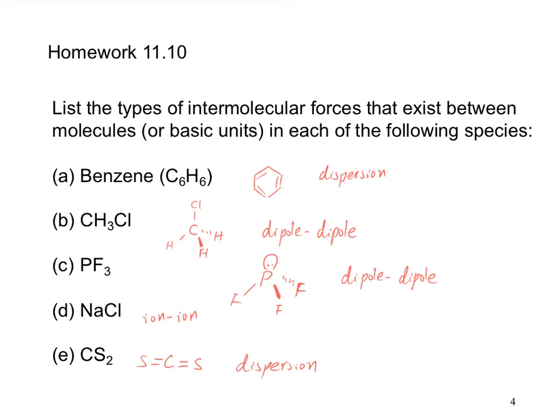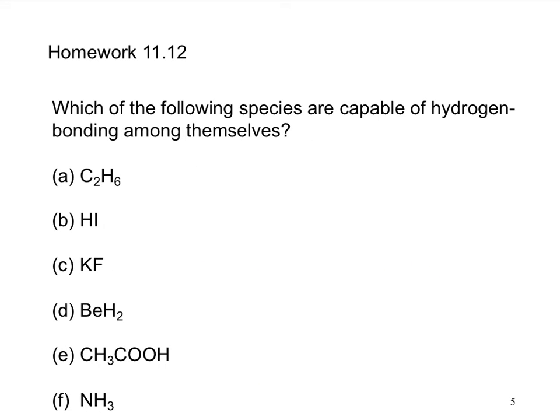Okay, that's the end of this problem. Let's move on to the next one. So the next one is a little bit different. The homework level 12 in chapter 11. Which of the following species are capable of hydrogen bonding among themselves?